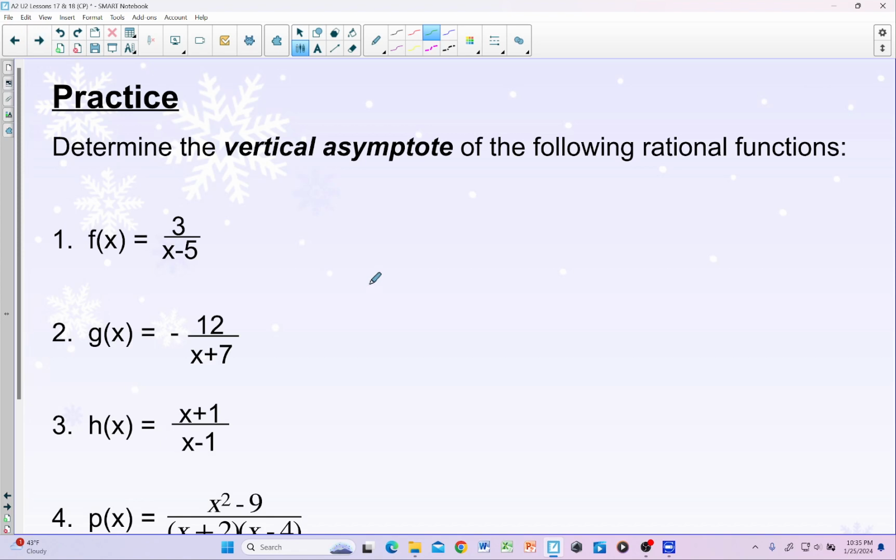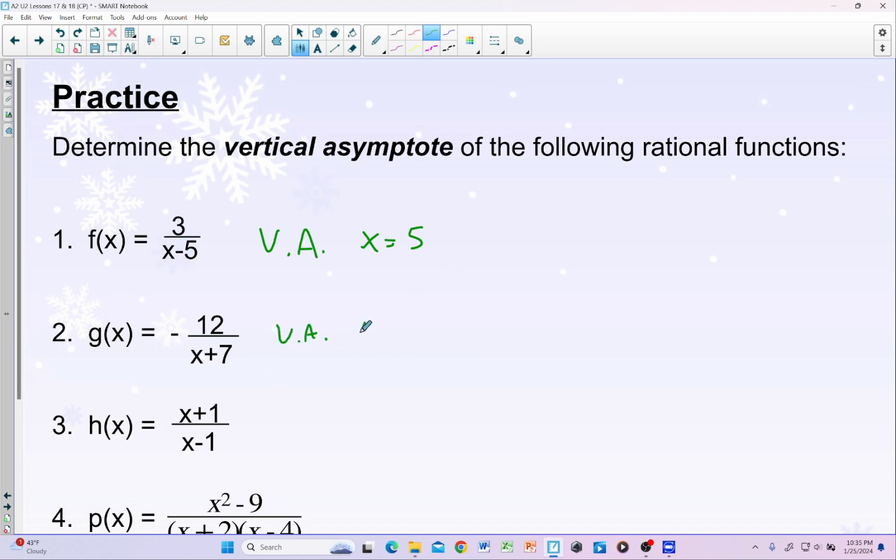Okay, so let's super quick here, let's determine the vertical asymptote for these functions. When I look at this, just remember that the goal here is to make the denominator equal to 0. Remember, the numerator, the top of the fraction, does not matter. So the vertical asymptote, and we always write it as x equals. Vertical asymptotes are always written x equals because you're solving for x. So in this case, x equals 5.